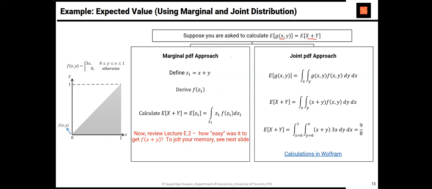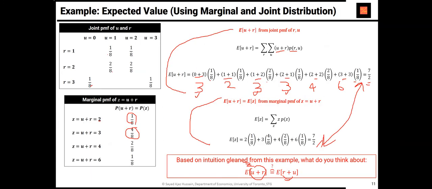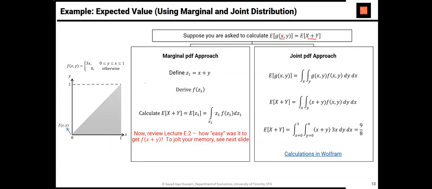Here's one way of doing it. If you want to use a marginal PDF approach, just like you did over here, you could do the following. You would have to define z1 to be equal to x plus y. And then you would have to derive the density of z1. But if you had the density of z1, we're cool, because all you would do is take the value of z1, multiply by this density which you think you know, and we'll be all right.